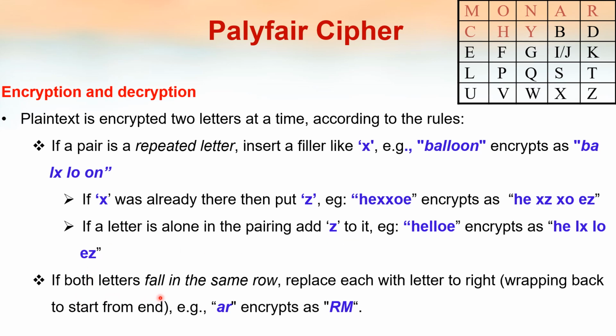Next rule: if both letters fall in the same row, replace each with the letter to the right, wrapping back to the start from the end. So this is where we will encrypt. Consider AR, which comes in the same row. Same row means replace each letter with the letter to the right. So A will be replaced by R, and for R, there is nothing on the right, so it wraps around. So it will be M. Instead of R, we write M.